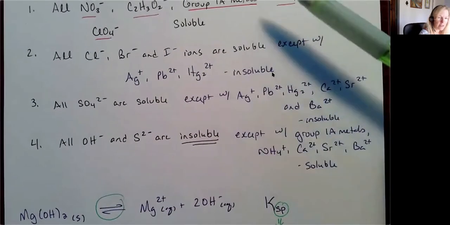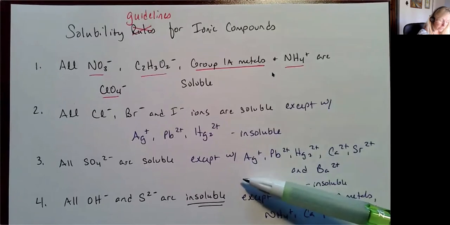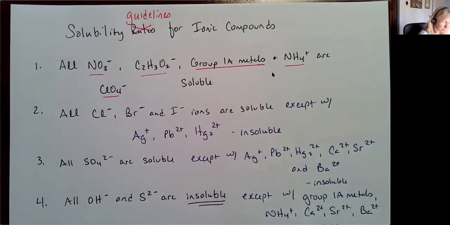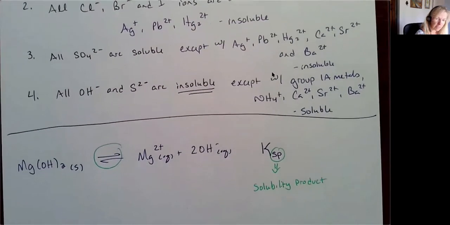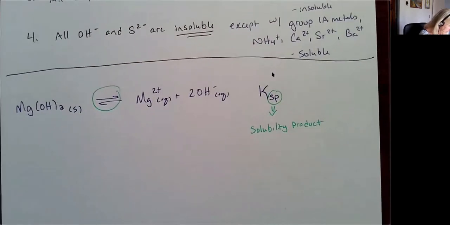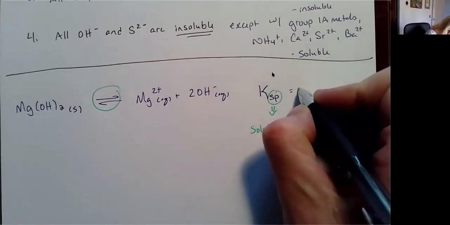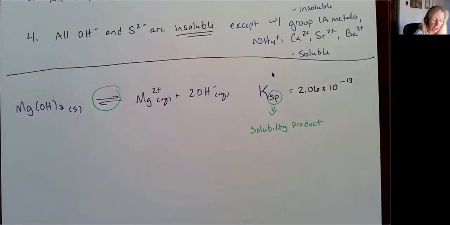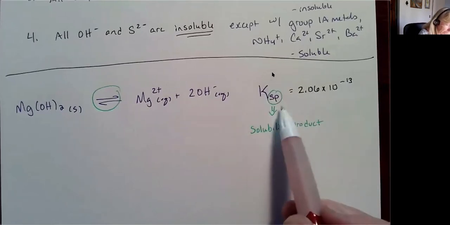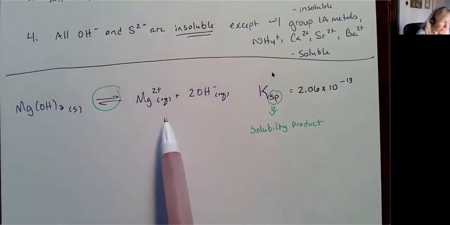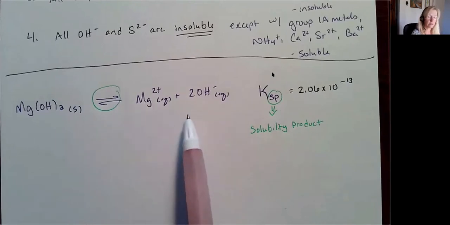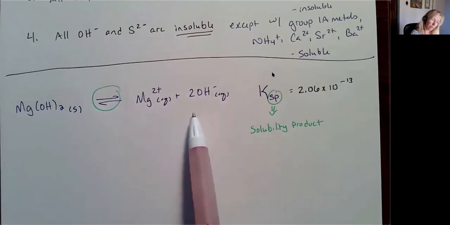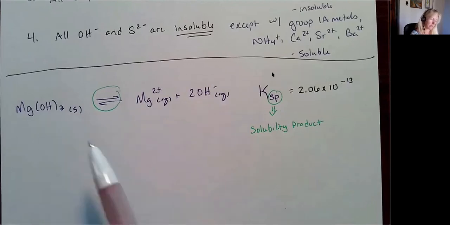If I go by my hard and fast rules that I learned in Gen Chem 1, I would say it's not soluble, but now we're in Gen Chem 2, we're going to move past these very finite lines and look at what's really happening. So my KSP for this, if I look that value up, is 2.06 times 10 to the minus 13. So I have a KSP value, which means this is happening in water. There is some amount of magnesium ions and some amount of hydroxide ions that are being formed if I have solid magnesium hydroxide in solution.